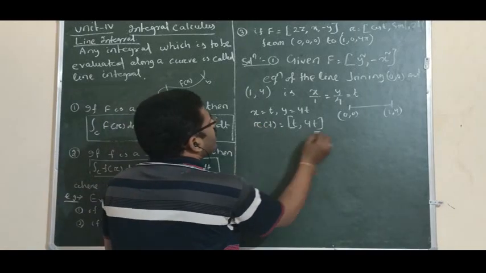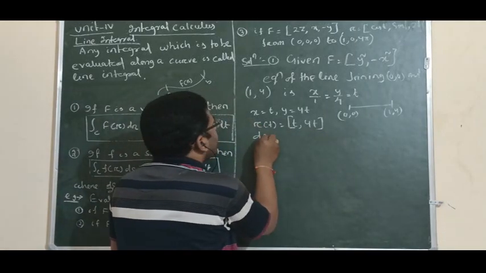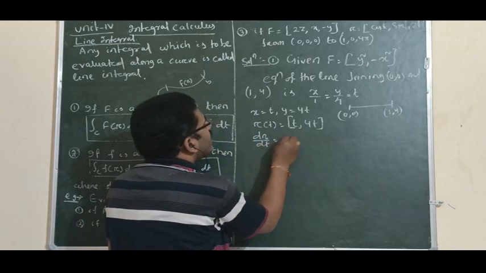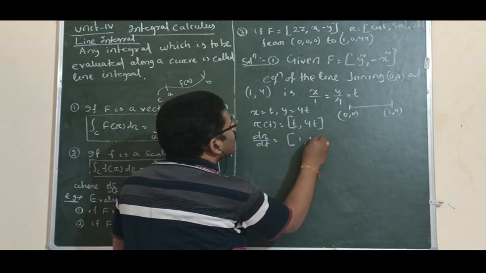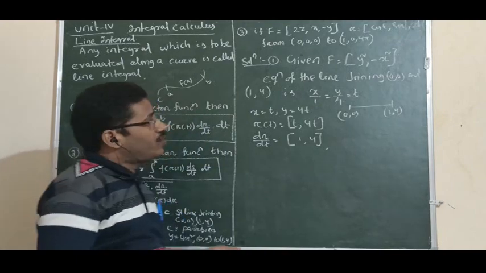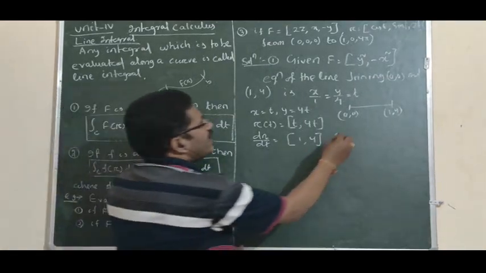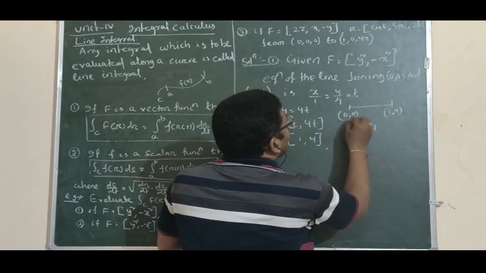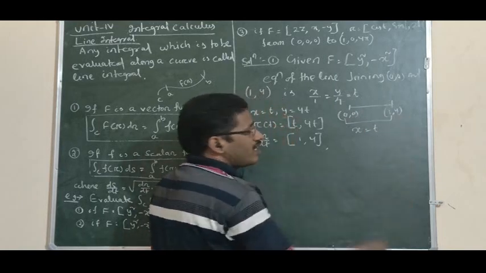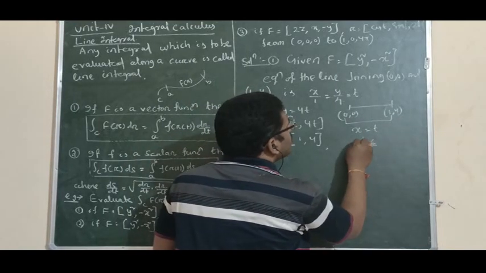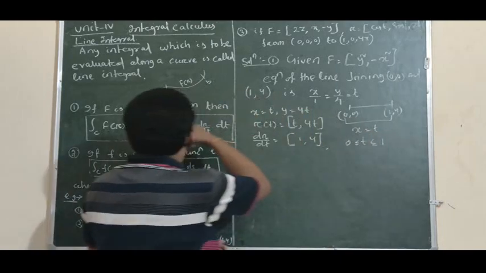So we require dr by dt. What is dr by dt? That is we got here 1, 4. Then we will find the limits a to b. Because here x equal to t, x is moving from 0 to 1. So t is also moving from 0 to 1. We got the limit also.